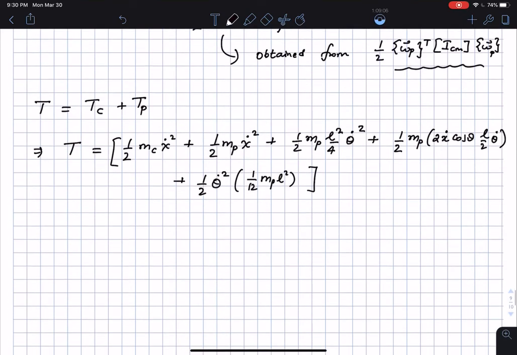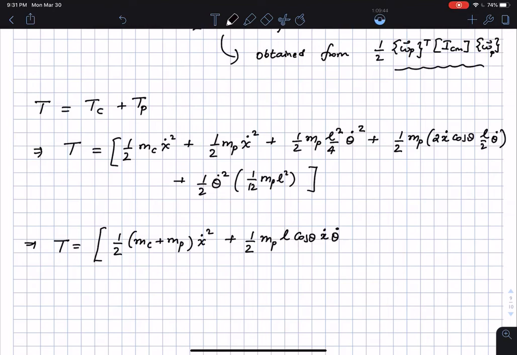I have some common terms that I can combine together. So T is essentially going to be half m cart plus m pendulum x dot square. So that's one term. There's nothing common to this particular term, the mixed combination of cos theta, theta dot, and so on. So the factor of 2 goes on, so that's going to be plus half times mp times L times cos theta x dot theta dot. That's another term there. Then I'm going to have a combination of theta dot square terms.